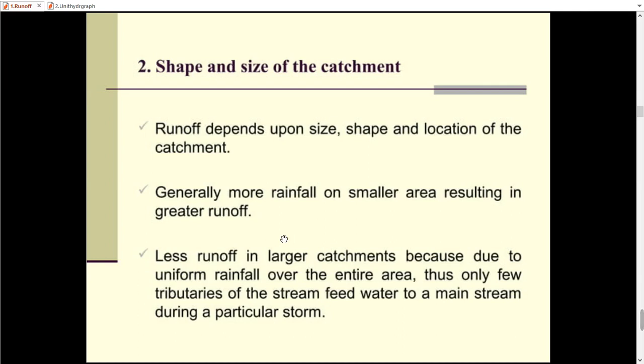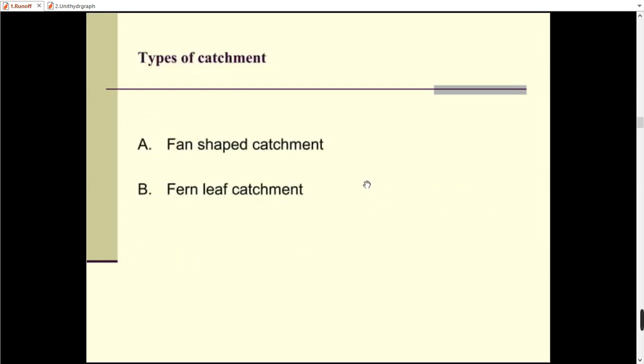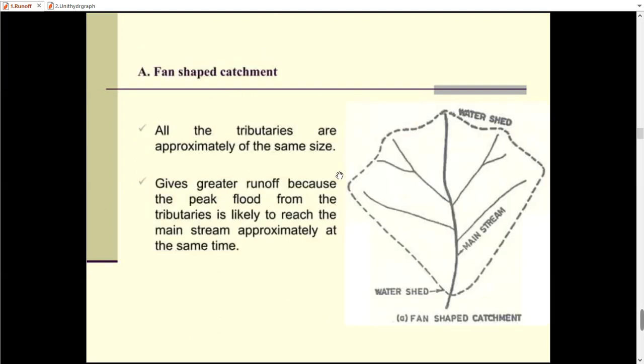Shape and size of catchment. The runoff depends upon the size, shape and location of the catchment. Generally, more rainfall on a smaller area results in greater runoff. There is less runoff in larger catchments because rainfall is not uniform over the entire area. Thus, only a few tributaries of the stream feed water to the main stream during a particular storm. The types of catchment: the fan-shaped catchment, fern-leaf catchment. These are the types of catchment, right?